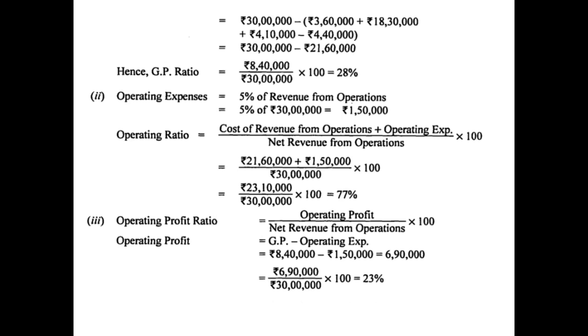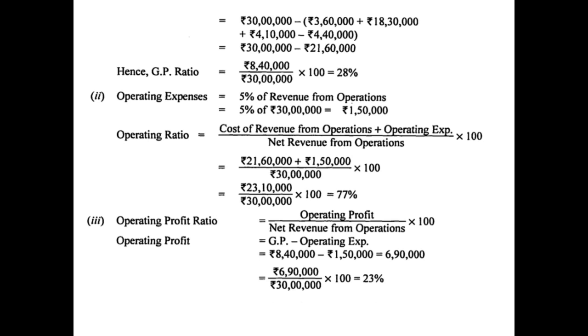Now we'll put the values in the formula. GP ratio or gross profit ratio is equal to gross profit, that is 8,40,000, upon net RFO, that is 30 lakh into 100, which means your gross profit ratio will be 28%.